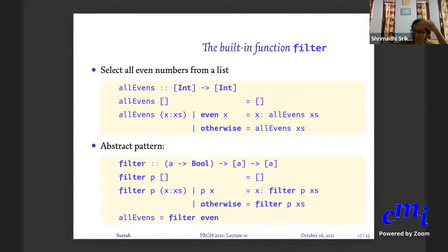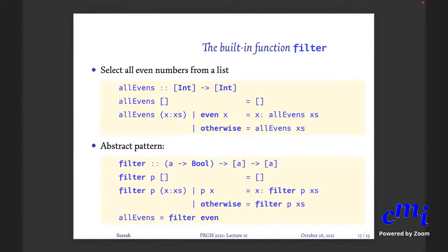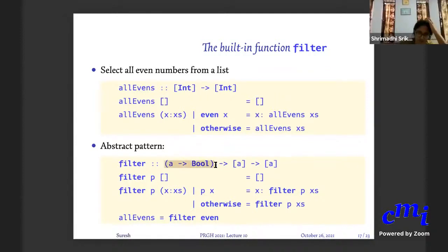So this can only act on functions which take like from A to bool. Yes. Good point. That is why the general type itself is like this, A arrow. Yes, sir.